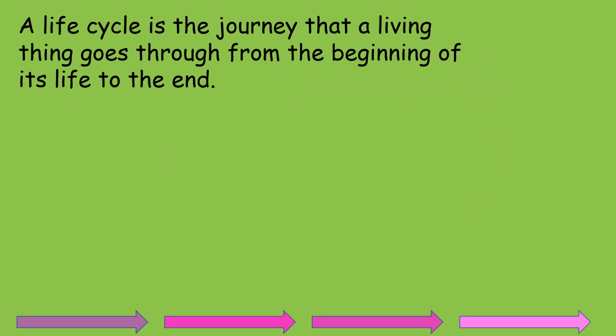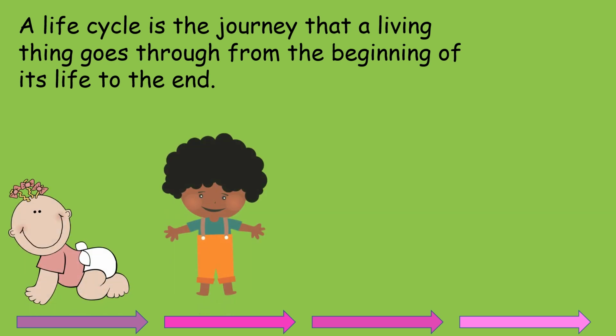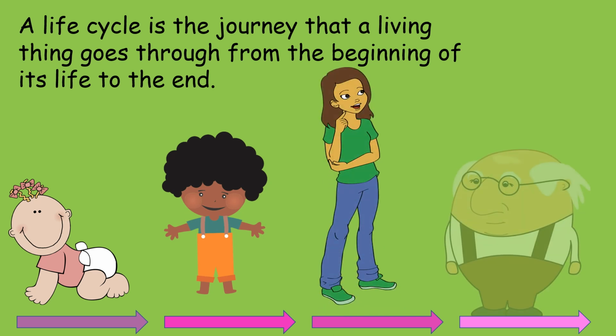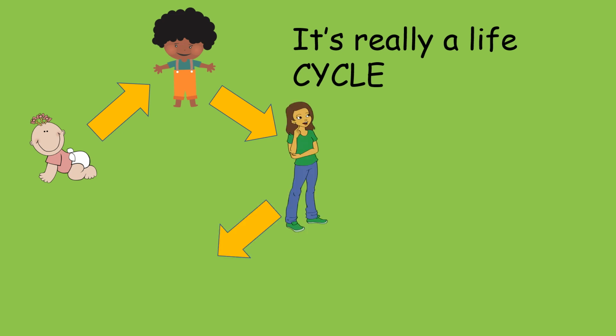A life cycle is the journey that a living thing goes through from the beginning of its life to the end. You might think that it just goes in a straight line. So, baby is born, grows up a little bit into a child, ends up as an adult, and finally gets old. But really, our life is a cycle.